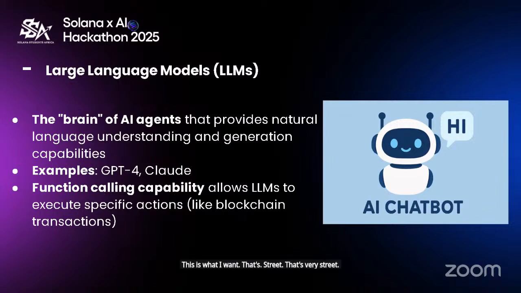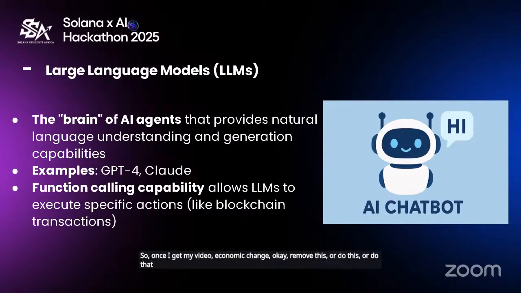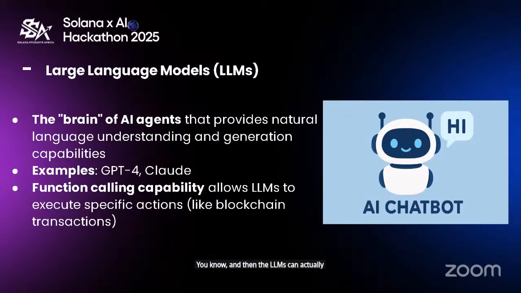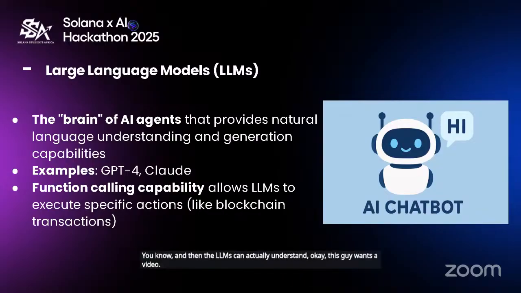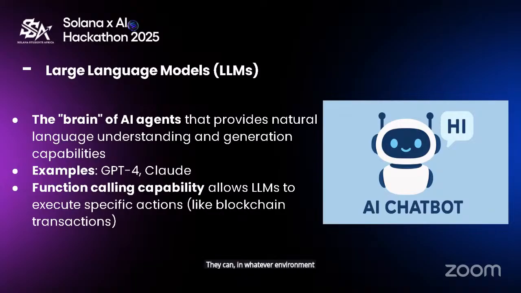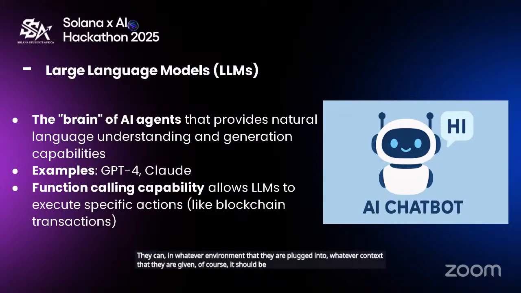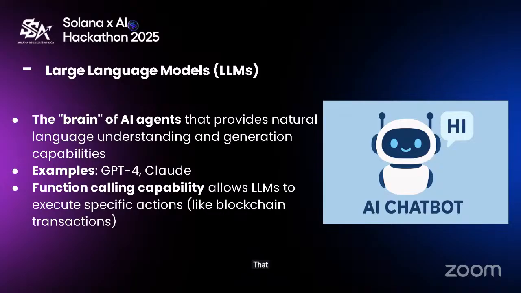So once I get my video, I cannot make changes, like, okay, remove this or do that. That's like a definitive text, and then the LLMs can actually understand, okay, this guy wants the video. They can, in whatever environment that they are plugged into, whatever context that they are given, of course, it should be a video or an image context. That context is what they now use to achieve the text and give you the outputs that you want.